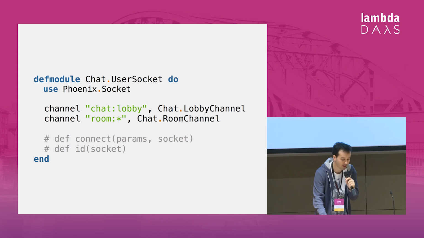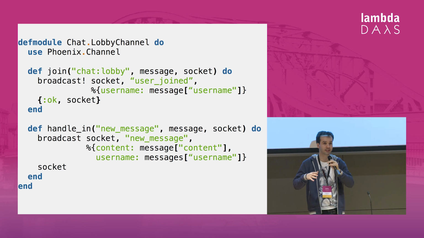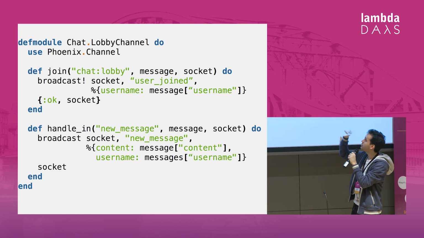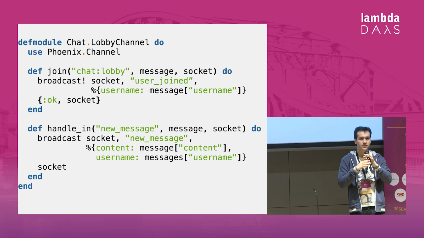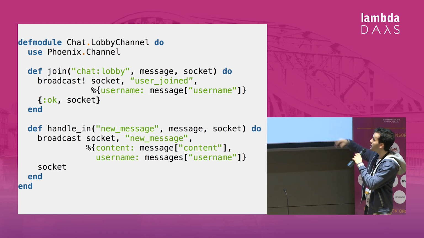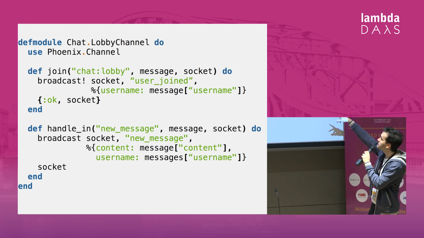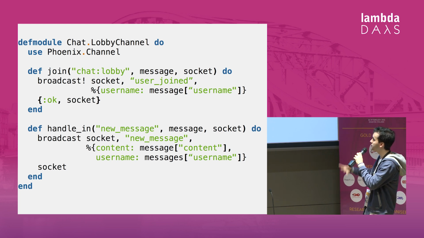So with the socket defined, we now just need to write the code for the lobby channel. And the lobby channel is just another module. It follows kind of the same pattern. We define a module, we say we want to use the Phoenix channel capabilities, and we define functions that are going to be invoked based on what happens on the client. So for example, every time the user joins, we're going to call the def join function. And then we're saying, the user joined the chat lobby, and there is a message, and there is a socket, which is the state.